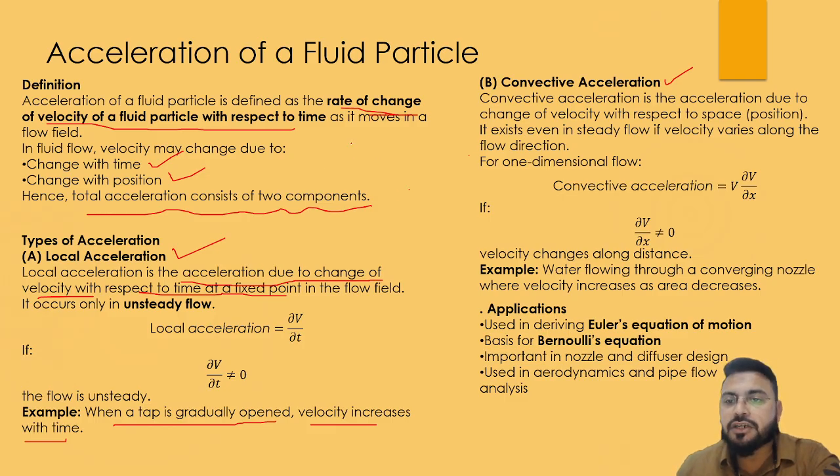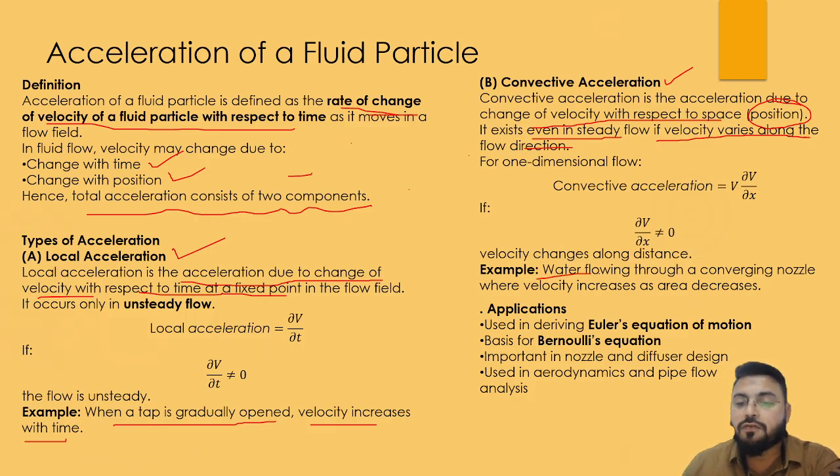What is convective acceleration? It is the acceleration due to change in velocity with respect to space, meaning position or location. It exists even in steady flow if velocity varies along the flow direction. For one-dimensional flow, the convective acceleration is v into del v by del x, where del v by del x does not equal 0, velocity changes along the distance.